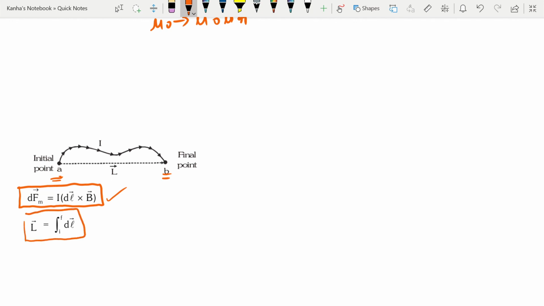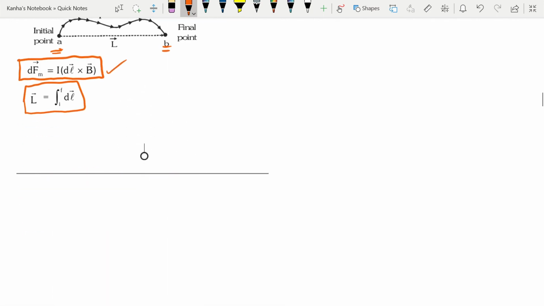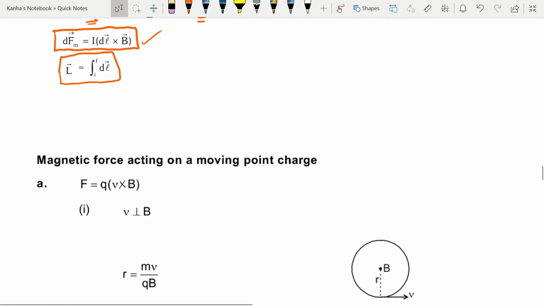Similarly, you have your length, which is the integral of dl from the initial to the final point. These two should be kept in mind while doing the questions. We'll look at some problems that will elucidate this.